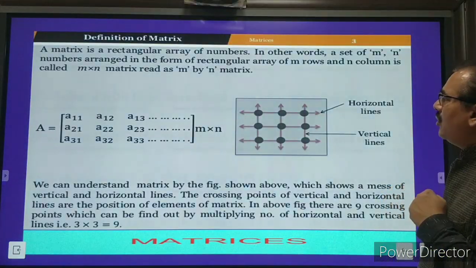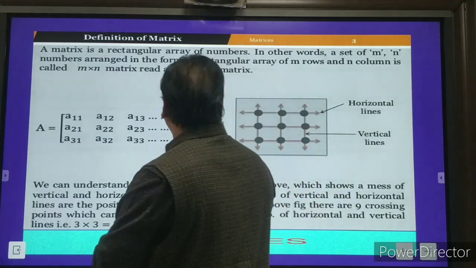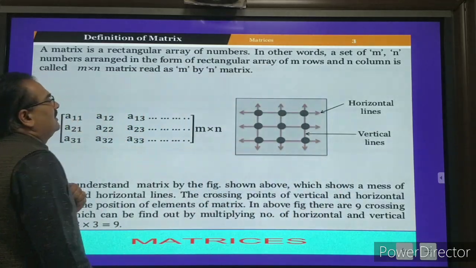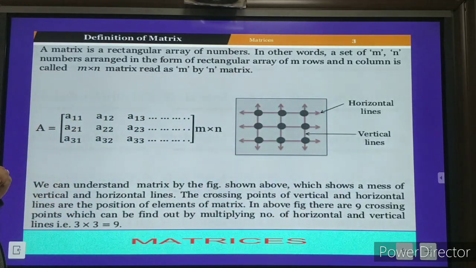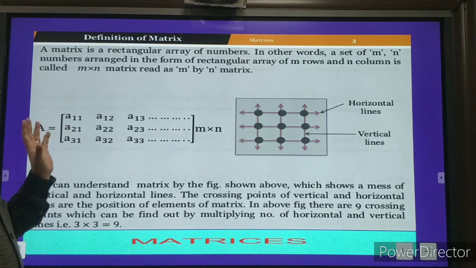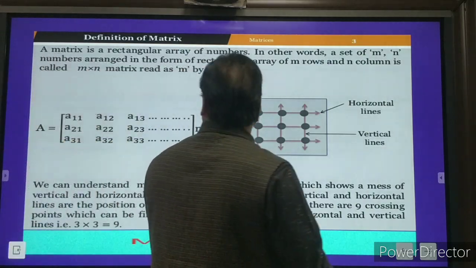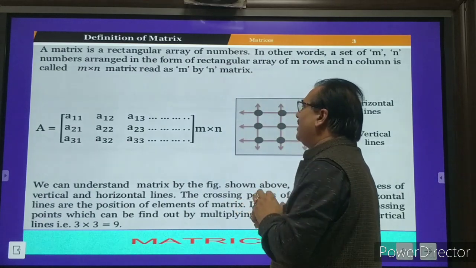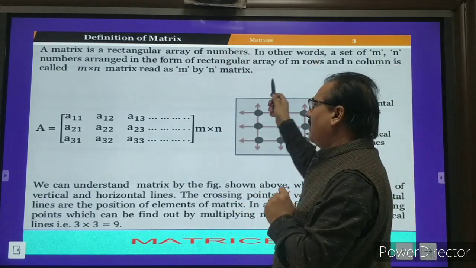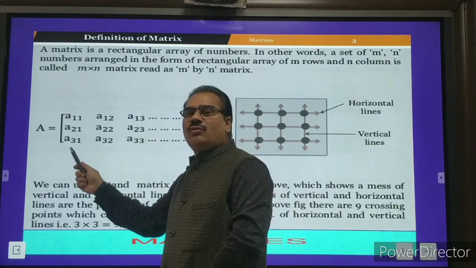Now, a matrix is a rectangular arrangement of numbers. In other words, a set of m times n numbers arranged in the form of a rectangular array of m rows and n columns is called an m cross n matrix, read as m by n matrix. In this way you can represent it.